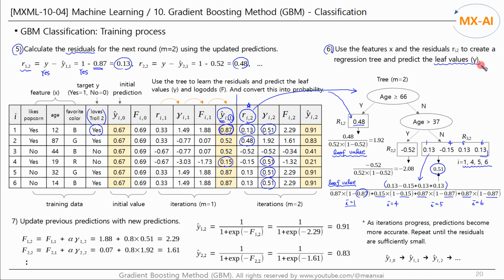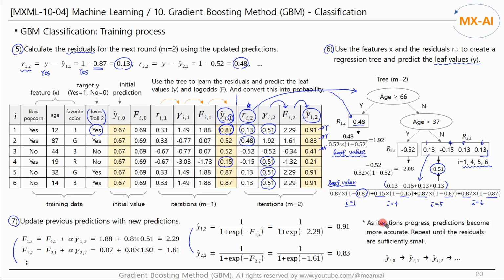And in step 7, we calculate the log odds f and estimate the new y-hat, just like on the previous page. That is, we use the gamma to obtain the log odds f and use this f to estimate the new y-hat. This will update the predictions for all data points. The first data point is closer to the target class, yes. And the second is also closer to yes. The third data point is closer to no.